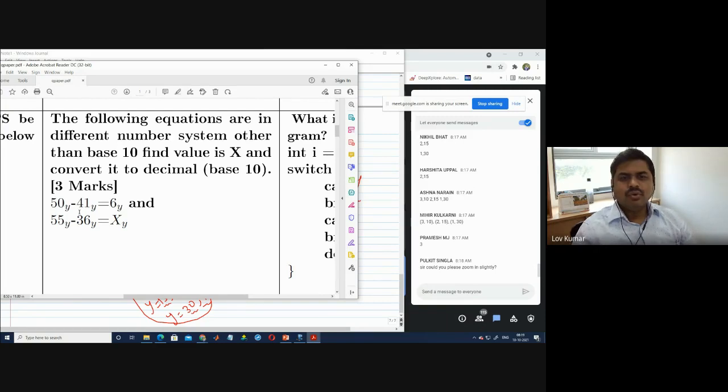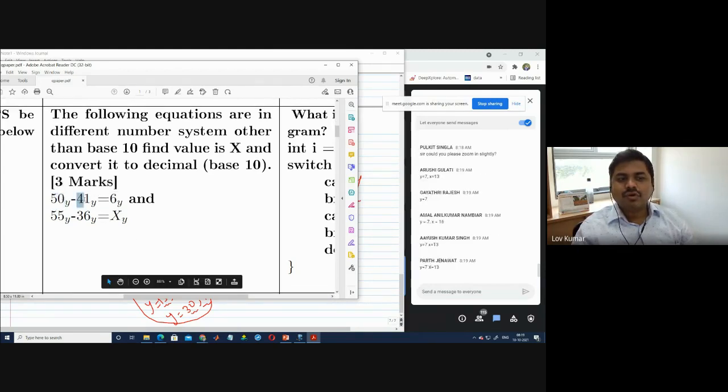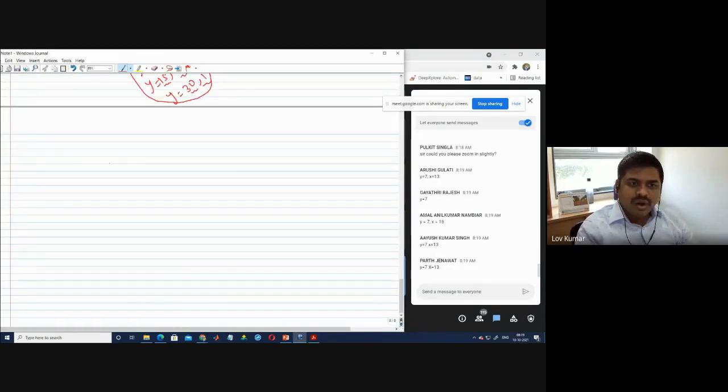To find the value of x in decimal number. Okay. So how to solve these types of problems? So first one you can see, it is clearly written 15y minus 41y equal to 6y. Okay. So 50y minus 41y equal to 6y.